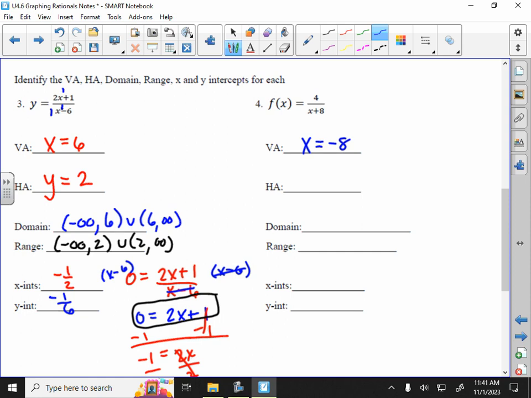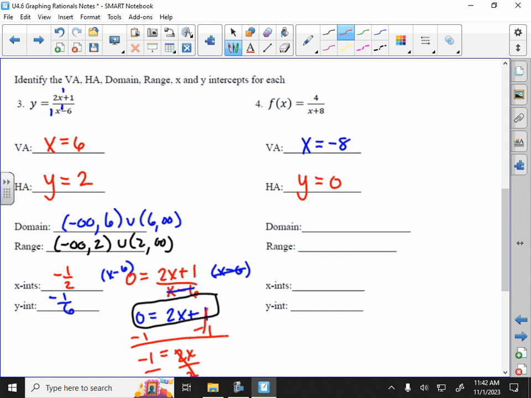Horizontal asymptote, you want to look at the degrees, top and bottom. Since there's no x on top, again, that counts as x to the 0 power, and it's a bigger exponent on the bottom, because that's x to the first, and so this is going to be y equals 0. So again, memorize if there's no x on top, it's always y equals 0.